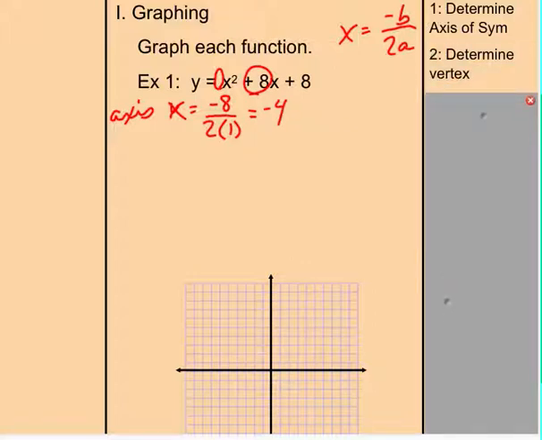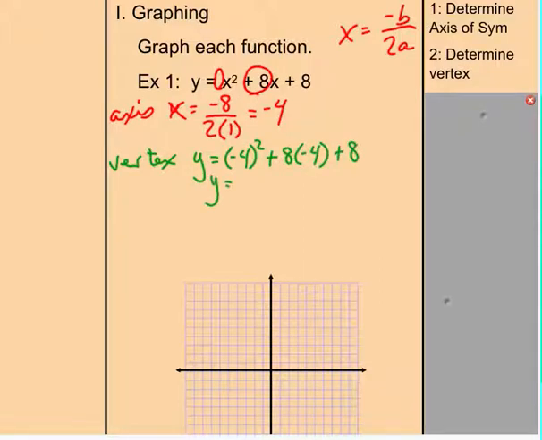To find the vertex, we take that value, substitute it back into the equation for x. So we have y equals negative 4 squared plus 8 times negative 4 plus 8. Remember, negative 4 squared is negative 4 times negative 4, which is positive 16. 8 times negative 4 is negative 32 plus 8. So we have 16 minus 32 is negative 16, plus 8 is negative 8. So our vertex is negative 4, negative 8.